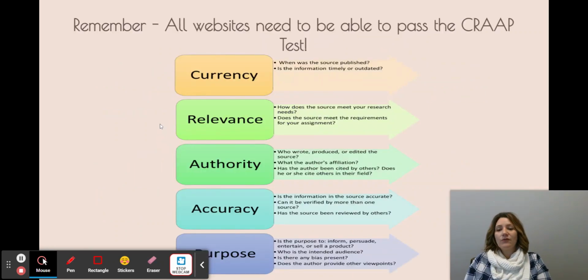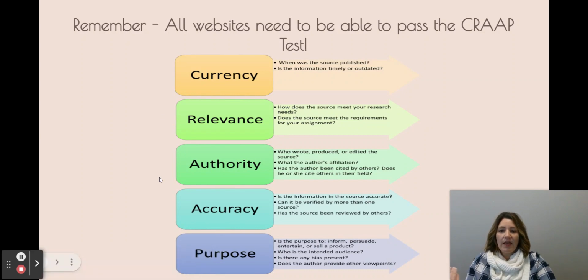The other thing that you have to remember that all websites do is they do the CRAP test, right? So you're looking at, is this current? You're looking at the relevance. You're looking at the authority. You're looking at if it's accurate, and you're looking at the purpose. So you have to factor all of those things in when you find something online. You're looking for an article.